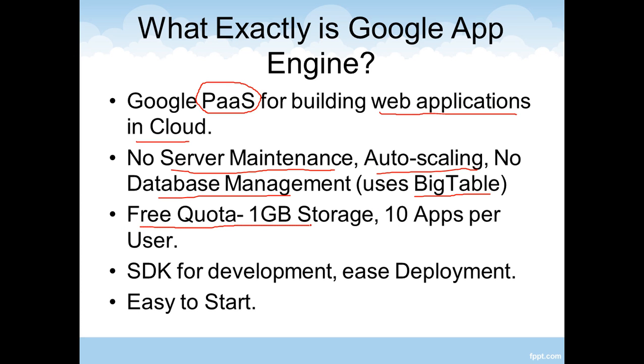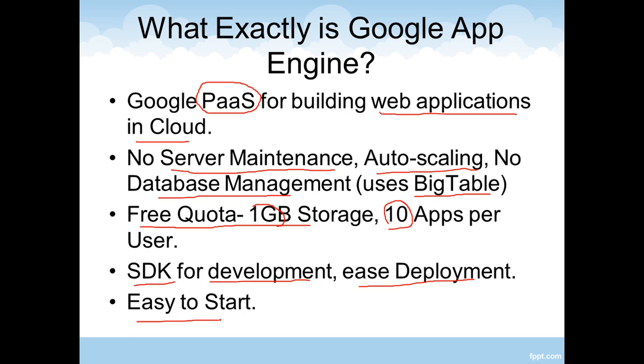There is a free quota. At registration you have to register with Gmail, and then we get a free quota of 1 GB of storage and 10 applications you can make, which means you can have 10 different URLs of different applications with the free quota just by registering with Gmail. It also provides the SDK, software development kit, for development along with Google App Engine, and it makes deployment very easy. I hope you all have deployed your applications or web pages on servers. It's a very hectic task, but in this case using the SDK, deployment is very easy. So it's easy to start, easy to work.